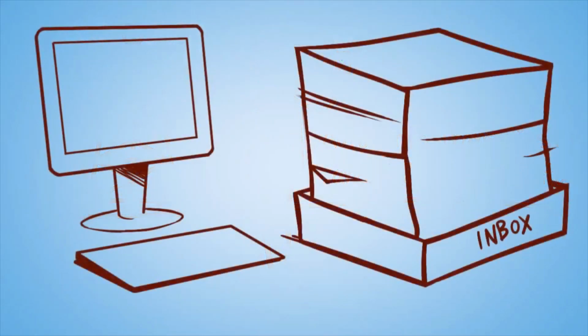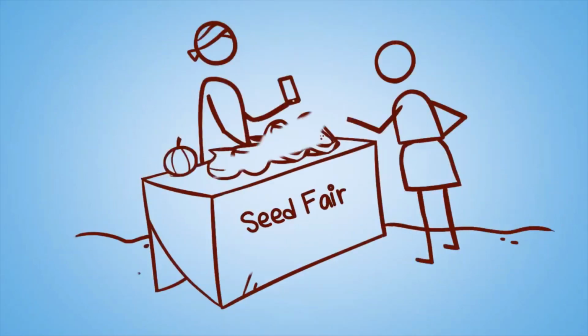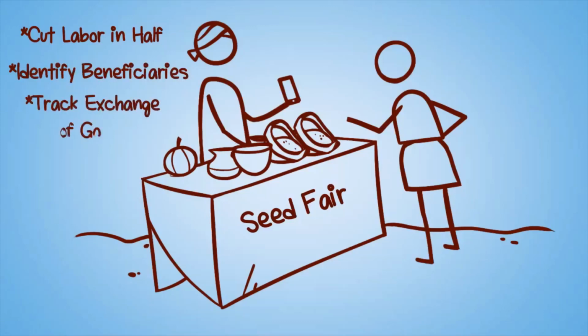Such applications reduce the labor associated with digitizing data captured by pen and paper in the field and carrying out subsequent data review and cleansing tasks. In conducting seed fairs, for example, we've been able to cut the labor we needed in half using iPod Touch devices and barcode technology to identify beneficiaries and seed vendors and track the exchange of goods.